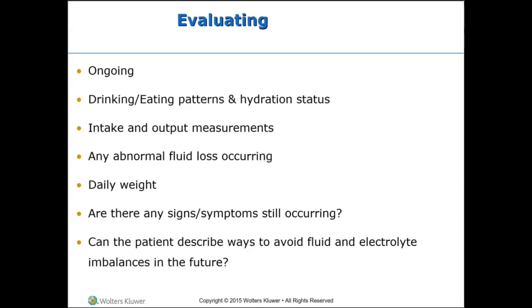Has their drinking, eating patterns or hydration status changed? Input and output measures, any abnormal fluid loss, daily weights, are there signs and symptoms still occurring? Can the patient describe ways to avoid fluid and electrolyte imbalances in the future? All of these things are extremely important. Okay, this is the end of this chapter.